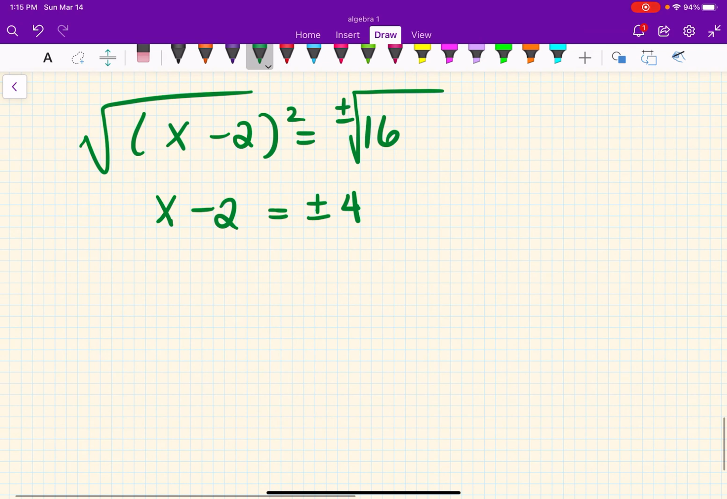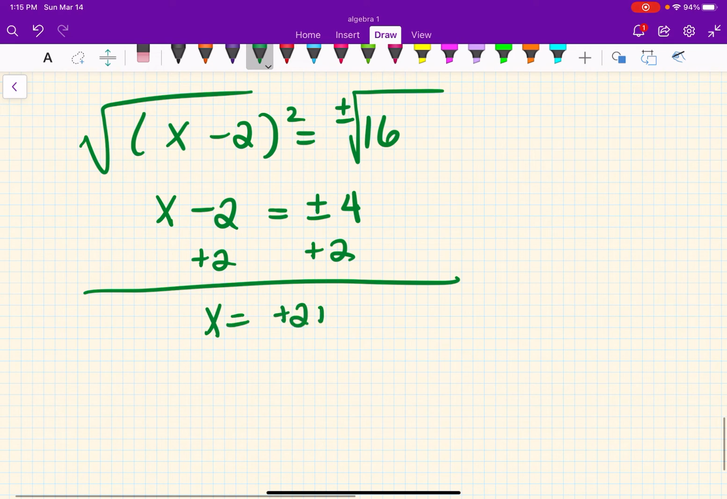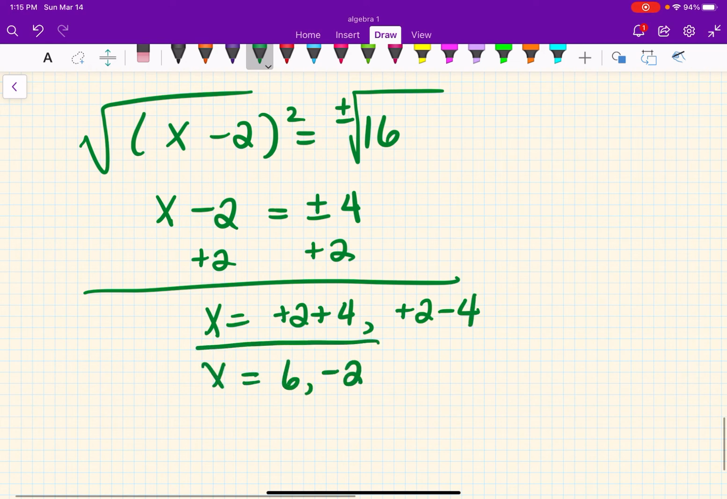All right, now we add 2 to both sides. And you want to do this twice. X equals positive 2 plus 4, and x equals positive 2 minus 4. So our two answers are going to be 6, negative 2. Again, this parabola crosses the x-axis in two places, 6 and negative 2.